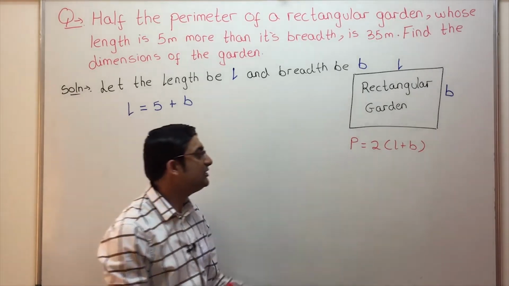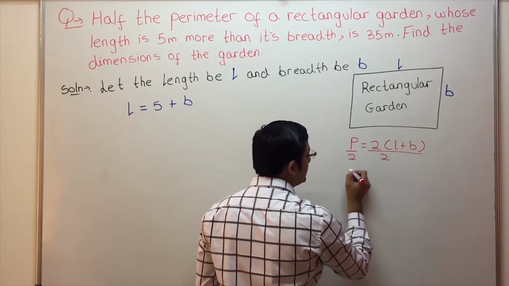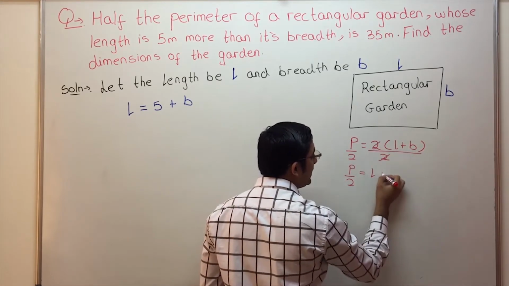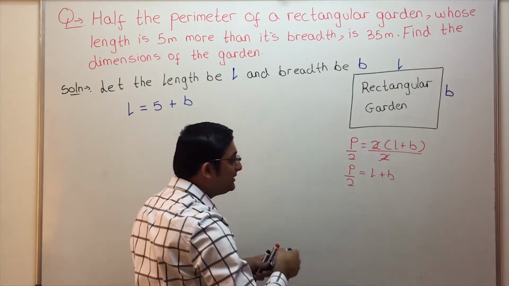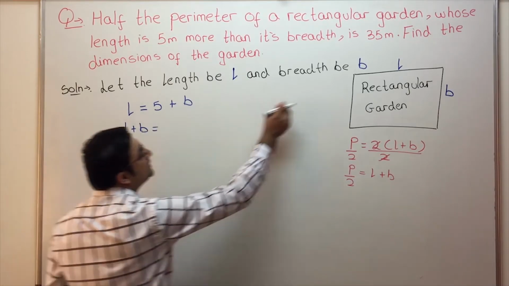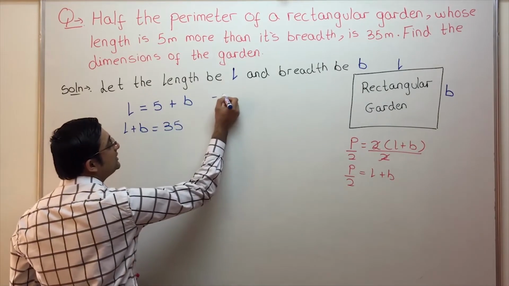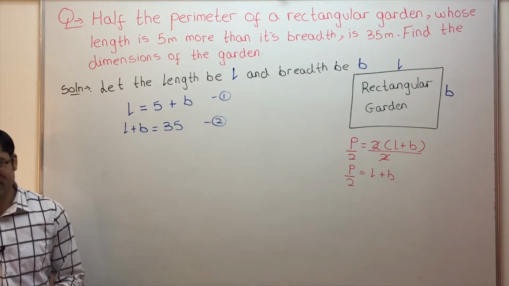Now half of this. So what is half of this? Divide by 2, divided by 2. So we get P by 2, that is half the perimeter, is L plus B. So half the perimeter of this rectangle, meaning length plus breadth, L plus B, is given to us as 35 meters. So these over here are the 2 equations. So 2 variables, 2 equations, we can easily solve them, right?